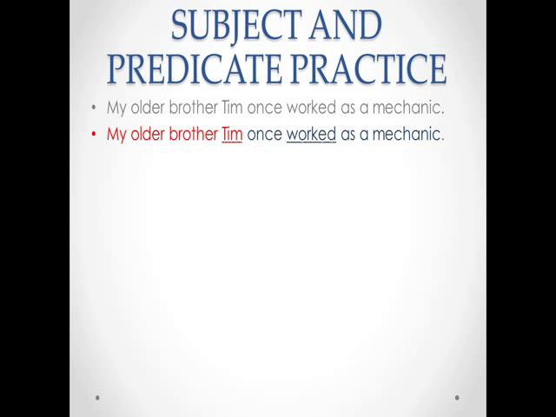So what I've done here is in red, I've made the subject red and I've made the predicate blue. As you look at it, you could see that the entire subject is a group of words: My older brother Tim. Now the simple subject is about Tim. I don't need the words my older brother, but they do give more information about who Tim is. So Tim is the simple subject. What did he do? Well, he worked. Worked is the verb. It is the most important word in the predicate, which is once worked as a mechanic.